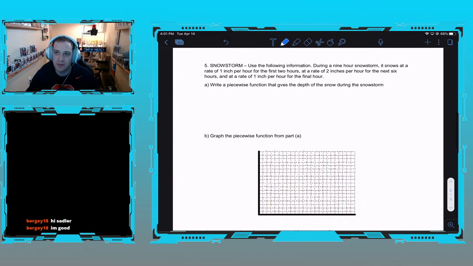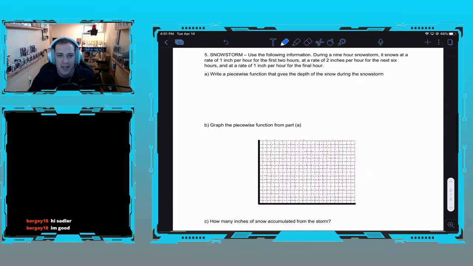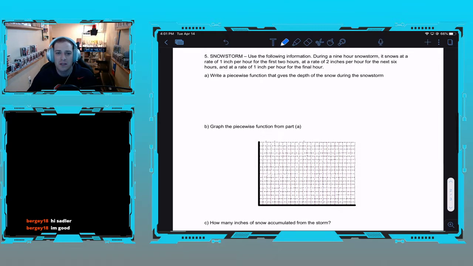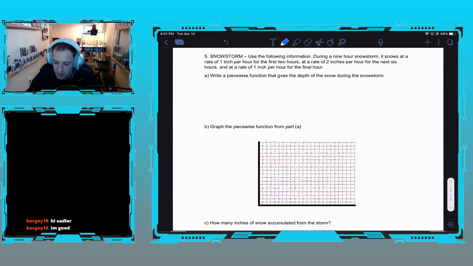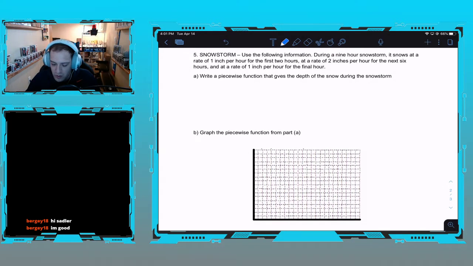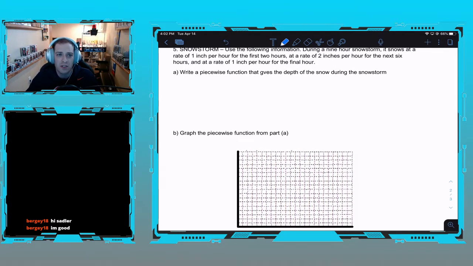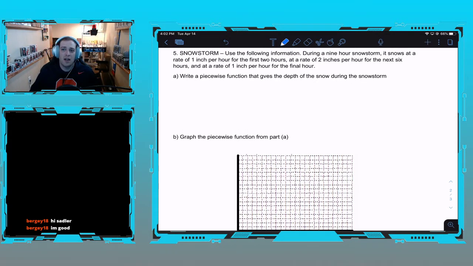So I'm going to jump down to the second page, number 5. Again, I'm really only caring about A and B because that's going to be the practice with the piecewise stuff, creating the equations, creating the graphs. So this problem is one reason why piecewise functions actually exist in life, especially for the area that we live in. It's because of snowstorms. And this is actually talking about the rate of snowfall within one storm. I believe this is considered, it says a 9-hour snowstorm, so a 1-day storm.